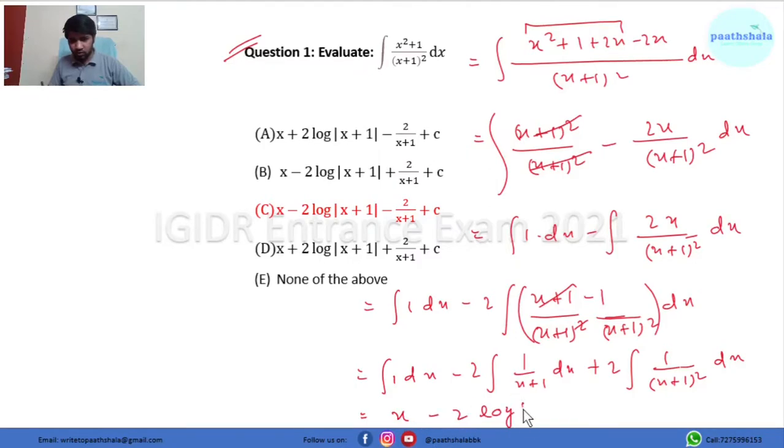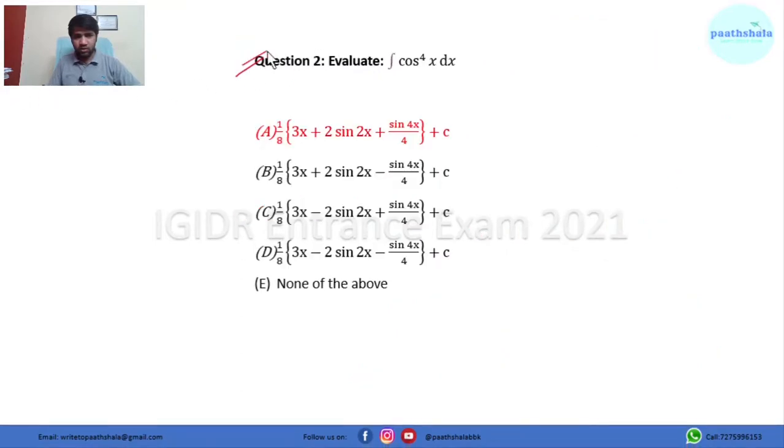This will come out to be log mod of (x plus 1) plus 2. If you take x plus 1 equals t, this will come out to be 1 upon t square, and finally this is coming out to be minus 1 upon (x plus 1) plus c. So if we go by choices, this is x minus 2 log (x plus 1) minus 2 upon (x plus 1). So option C is the right option. Now let's move to the next question, that is question number 2.